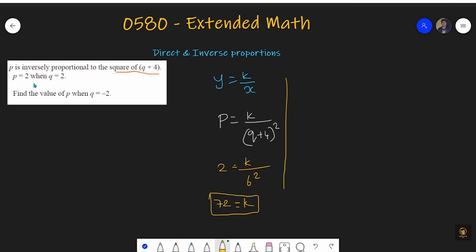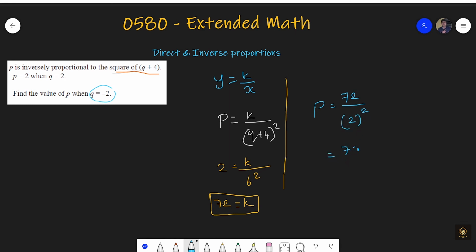Let's find the next one. Find the value of p when q equals minus 2. So we can substitute the given values here. So p equals k, the value we just found, 72, divided by (q plus 4) whole square, and the q value is minus 2, so minus 2 plus 4 is going to be 2. 2 square, we will get as the answer.